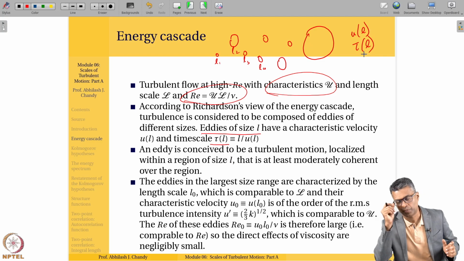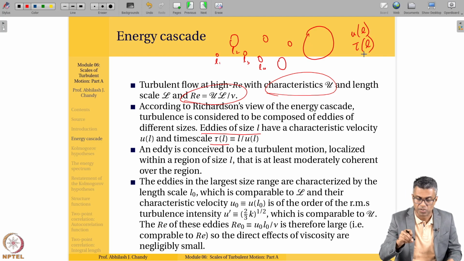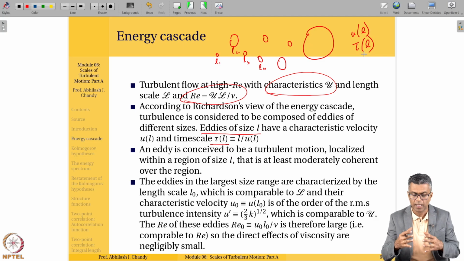Now what is an eddy? So an eddy is conceived to be some kind of a turbulent motion, localized. Okay, so it is local, meaning restricted to a certain spatial location, that is at least moderately coherent over the region, meaning it has a definite boundary.